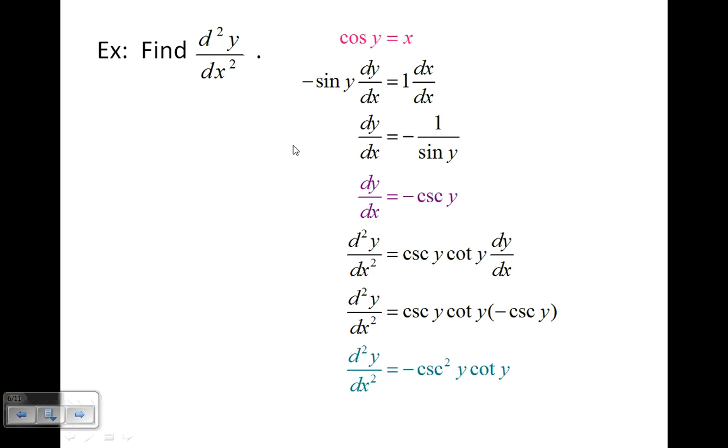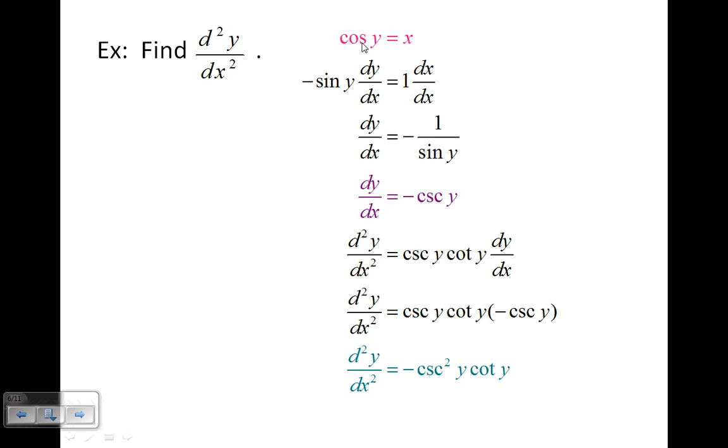Okay, what about this one? Here it's asking for the second derivative. The x's and the y's are not on the same side of the equation for this one, but we usually have y equals, not cosine of y equals. This one has x in terms of y. So I'm just going to leave it alone. I'll take the derivative of each term, thinking of it implicitly, remembering that when I take the derivative of y, it's dy/dx, and when I take the derivative of x, it's dx/dx.